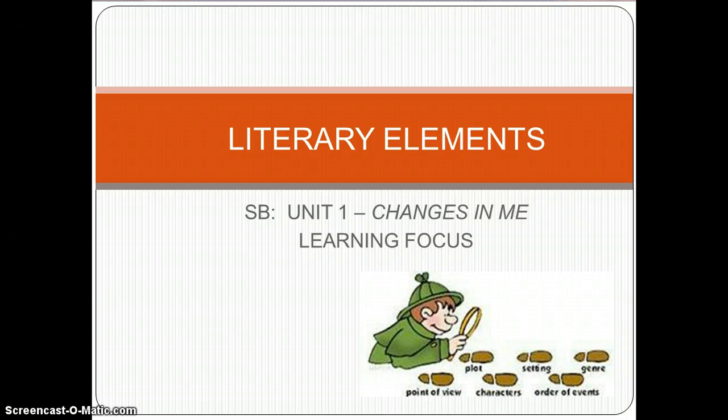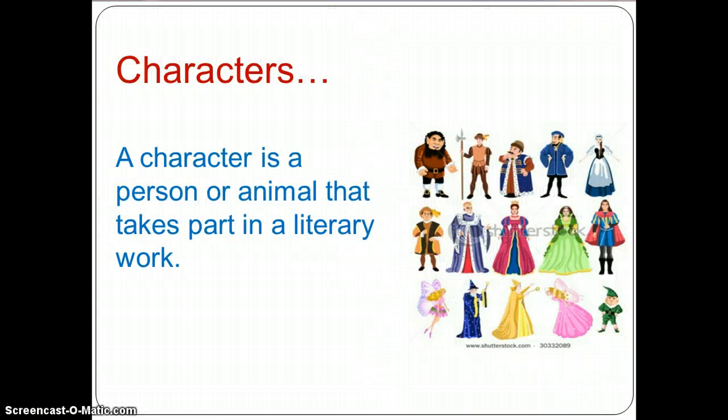All narratives or stories have things in common. These things are called literary elements. The first literary element that we're going to talk about is characters. A character is a person or animal that takes part in a literary work.